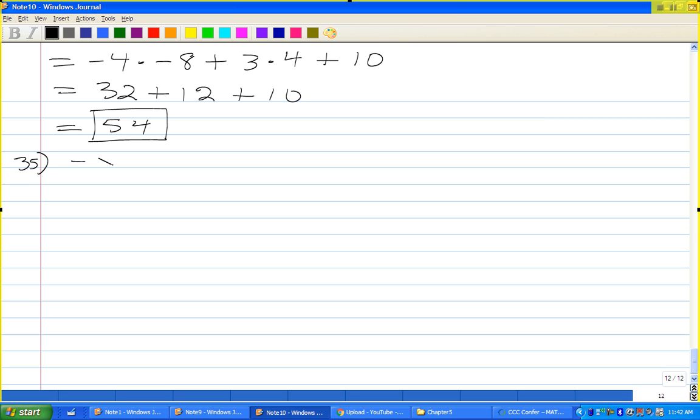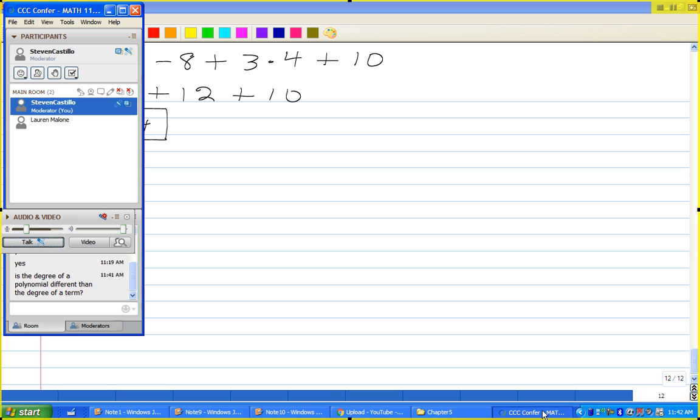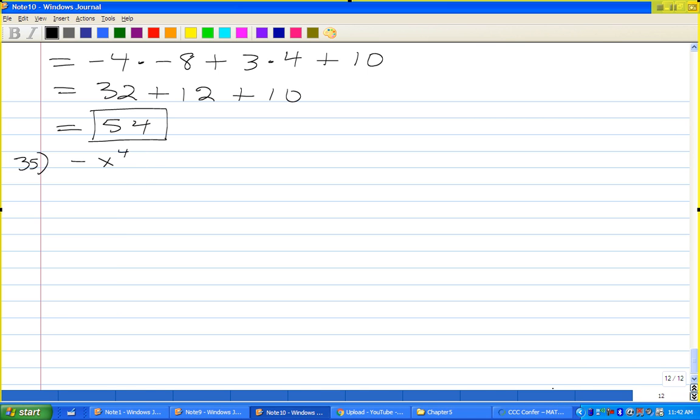Negative x to the fourth. Oh, and I guess I should say that the reason that we talk about degrees of terms is really useful when we have more than one variable. So if you happen to have x's and y's and z's, then that's when you have to worry, because then it's not so obvious what the degree of the polynomial is. So you have to then check each of the degrees of the terms.